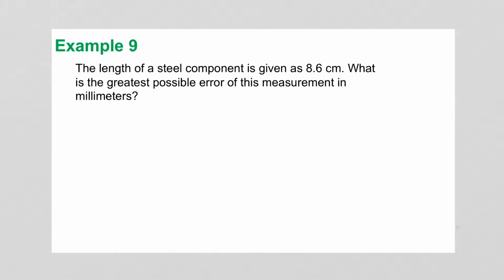The length of a steel component is given as 8.6 centimeters. What is the greatest possible error of this measurement in millimeters? Now recall, the greatest possible error is defined as half the precision of that measurement. So the precision of this measurement is in tenths. So 1/10 of a centimeter. Half of that would be 5 hundredths of a centimeter. So the greatest possible error in centimeters is 5 hundredths of a centimeter.